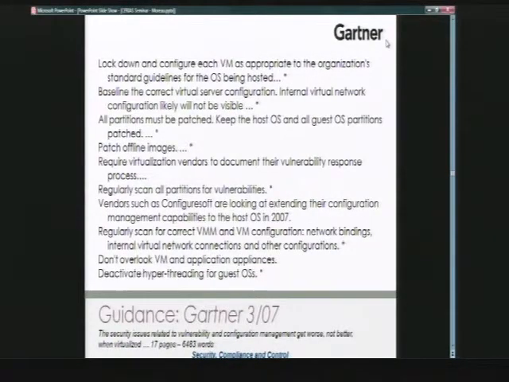From Gartner, we have one of their original documents about what are the dimensions along which security changes when you do virtualization. The point here is not to know any of this stuff, just to know that Gartner made a statement, and it was pretty comprehensive. In fact, it was 17 pages and 6,483 words.